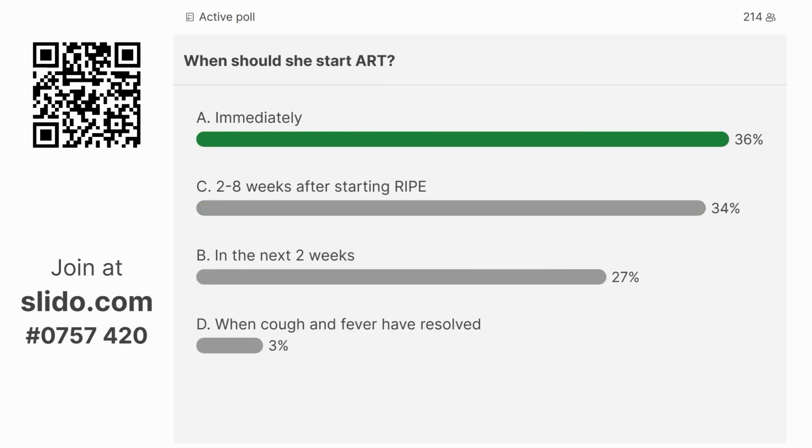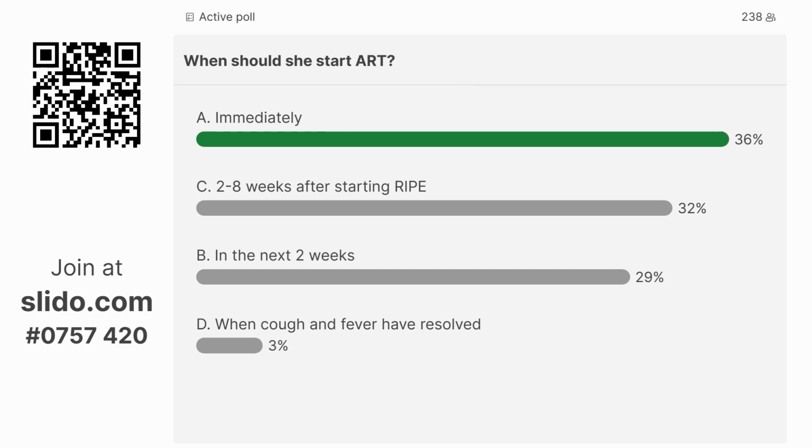Okay, 200. All right. So 36% of you would start immediately. I mean, it depends on the CD4 count. It depends on what her disease is. But what do we do in clinic? Does anybody want to volunteer?